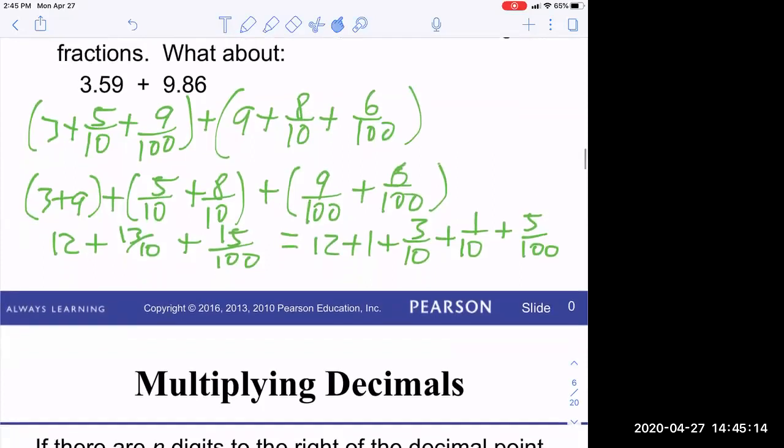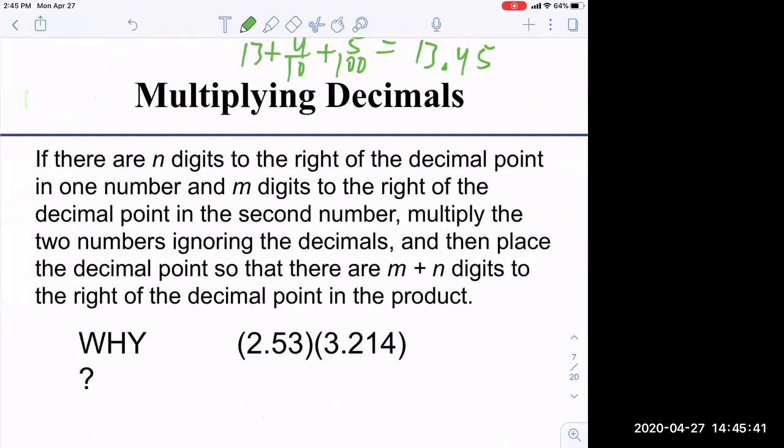I'll finish in this white space below. So we have 13 plus 4 tenths plus 5 hundredths. It's 13.45. So this one we did commutative property, associative property of addition, and we had to regroup. That leads us to multiplying decimals.